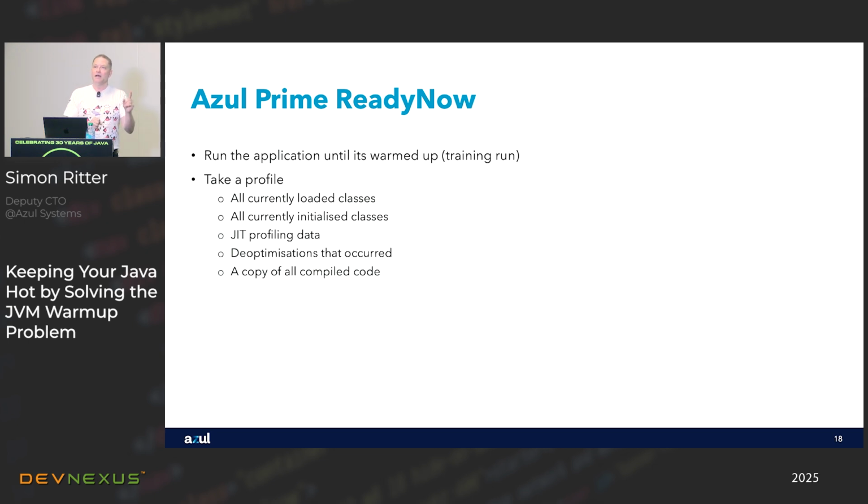Very importantly, where we've had to go through a de-optimization because we've made an assumption that proves to be wrong, we record that as well, so we don't make the same mistakes in the future. And then more recently, we also keep a copy of all the compiled code, so that when we want to start the application up again, we can reuse that if it's possible.